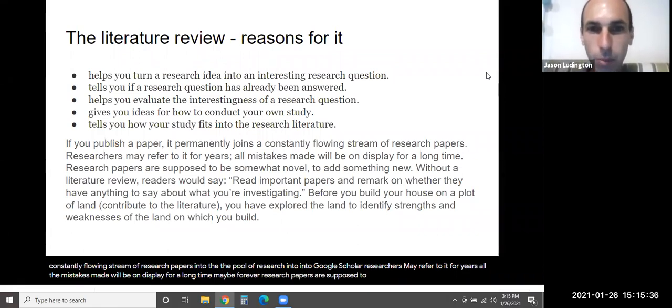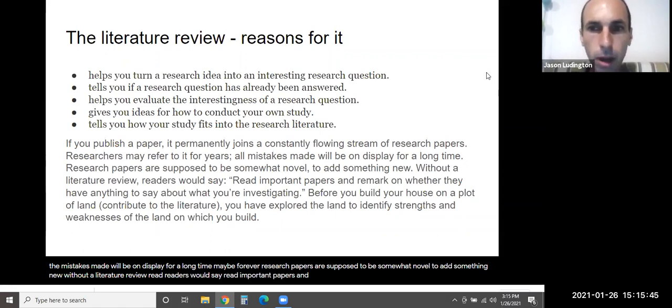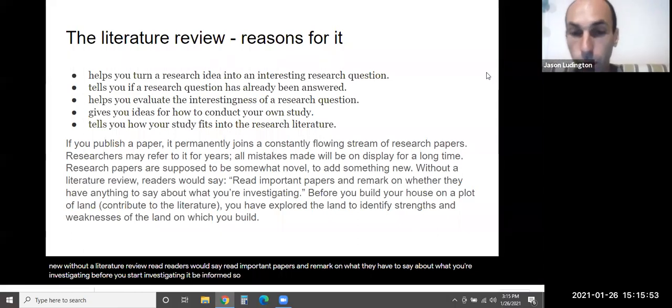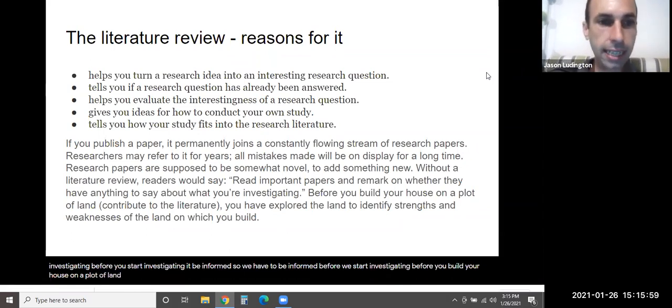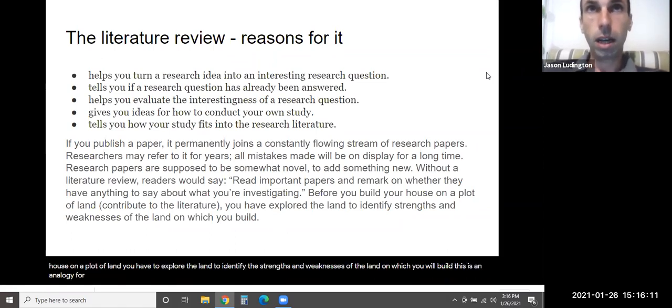Research papers are supposed to be somewhat novel, to add something new. Without a literature review, readers would say, read important papers and remark on what they have to say about what you're investigating before you start investigating it. Be informed. So we have to be informed before we start investigating. Before you build your house on a plot of land, you have to explore the land to identify the strengths and weaknesses of the land on which you will build. This is an analogy for surveying the literature before you start building something to contribute to the literature.